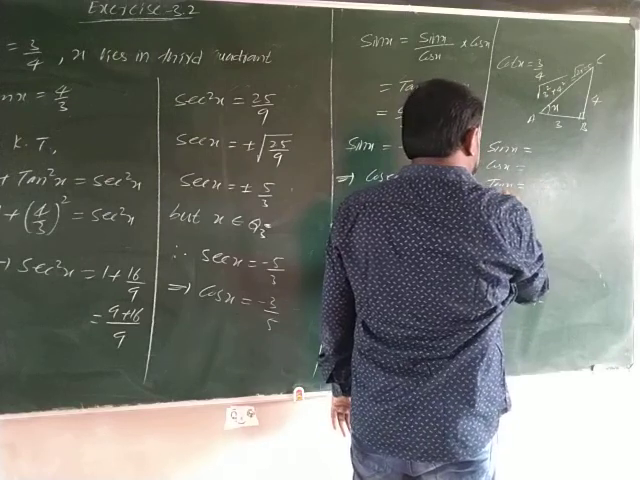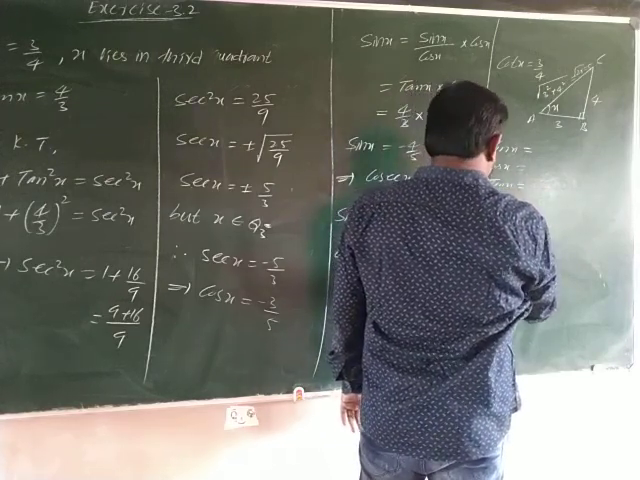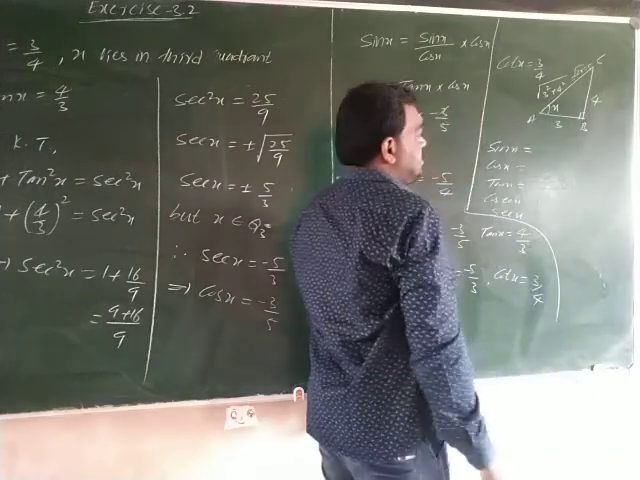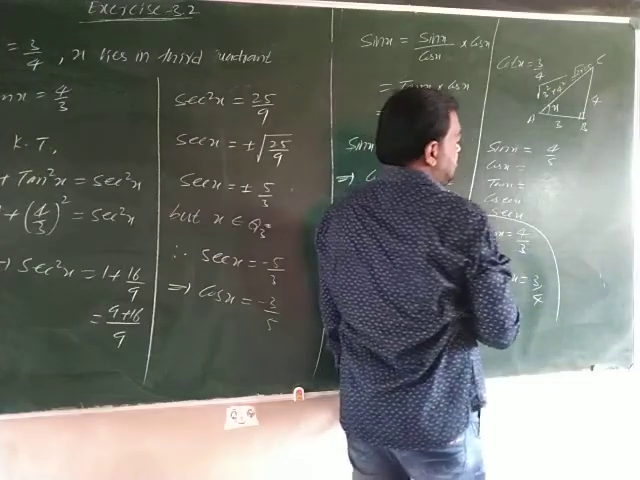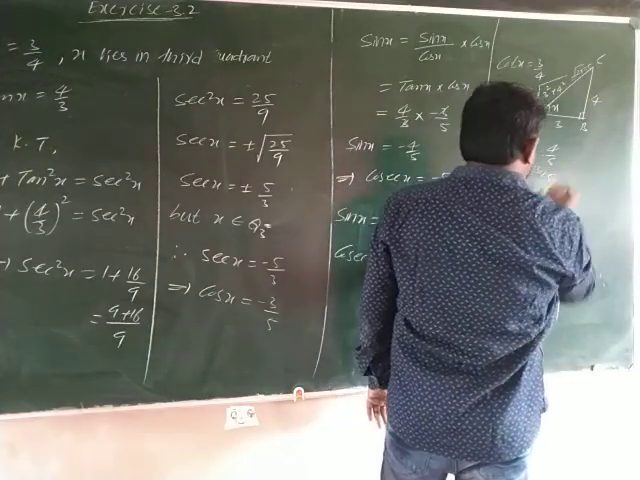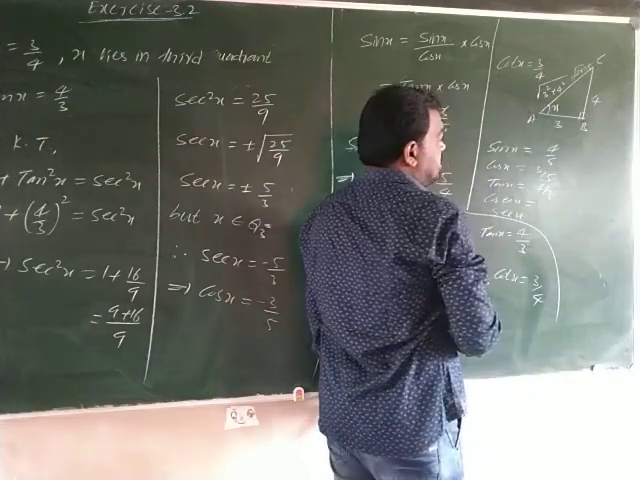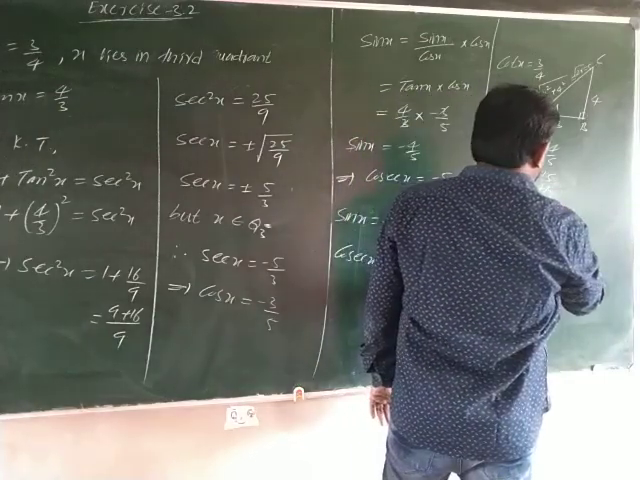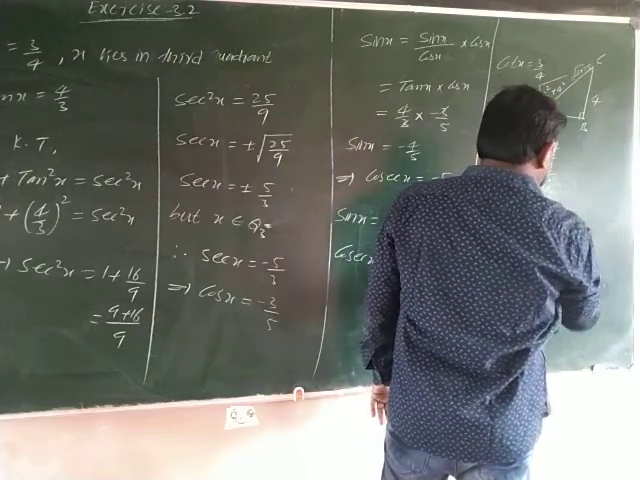Then you can write sin x value, next cos x value, next tan x, next cosecant x, next secant x; already cot x we have. Sin x is equal to opposite by hypotenuse. Cos x is adjacent by hypotenuse. Tan x is opposite by adjacent. Cosec x is hypotenuse by opposite. Secant is hypotenuse by adjacent.